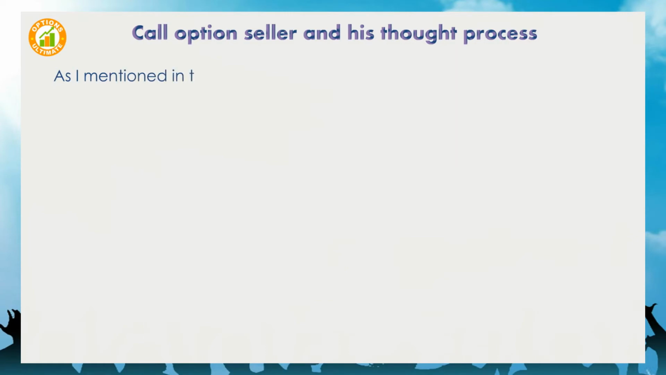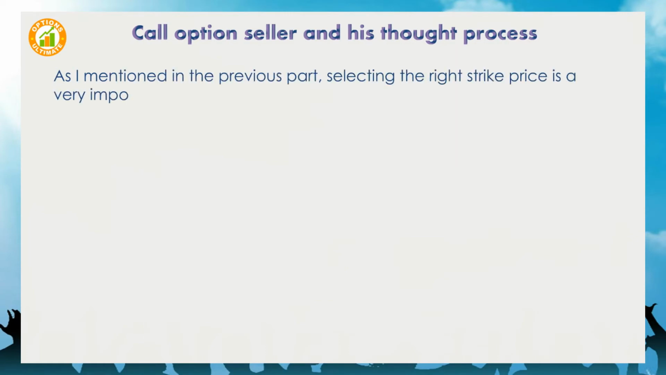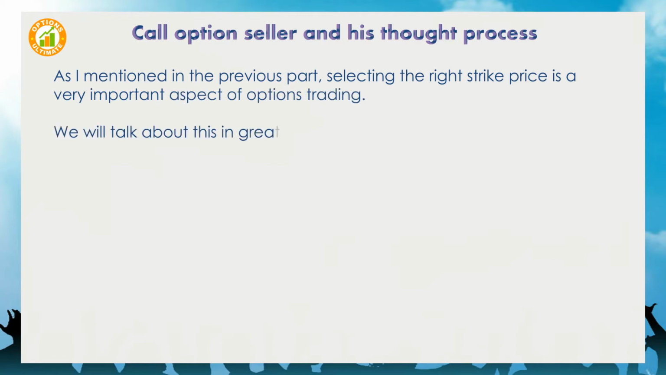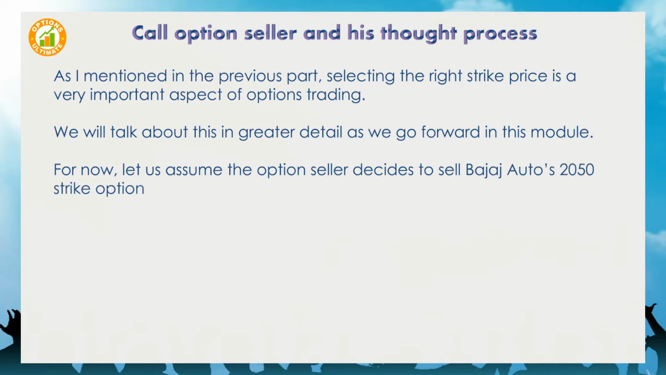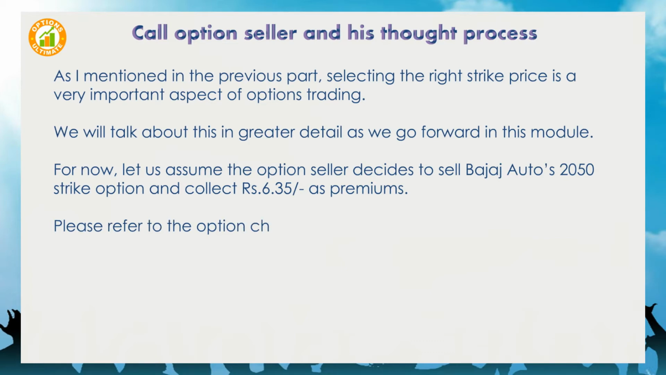As I mentioned in the previous part, selecting the right strike price is a very important aspect of options trading. We will talk about this in greater detail as we go forward in this module. For now, let us assume the option seller decides to sell Bajaj Auto's 2050 strike option and collect 6 rupees and 35 paise as premium. Please refer to the option chain below for the details.